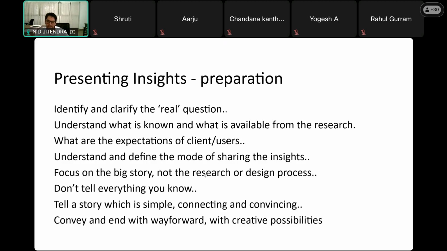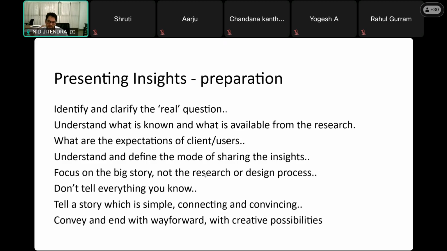If it is a professional setting, then a presentation hall. If it is a casual meeting, maybe over tea, then build that scenario so that insights are seen and understood in the right manner, because this is possibly the only chance that you are presenting your idea and then people will be going ahead with it. Focus on the big story, not the research or design process of it. Many times by providing a solution, we miss out on the bigger story. So present the larger impact along with the idea.